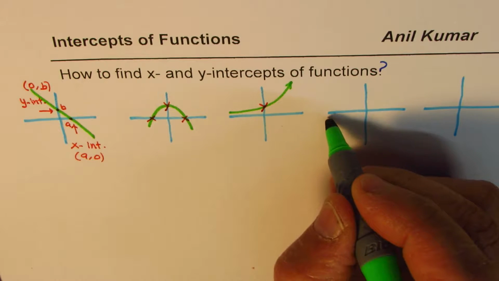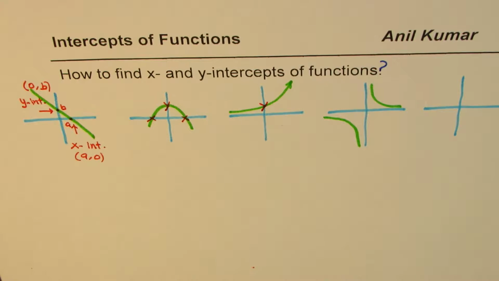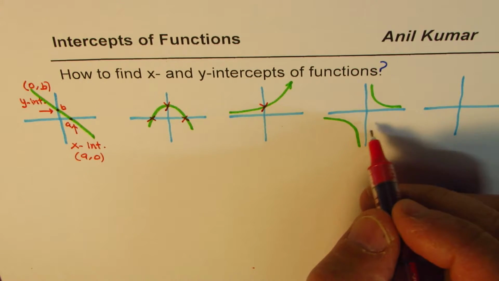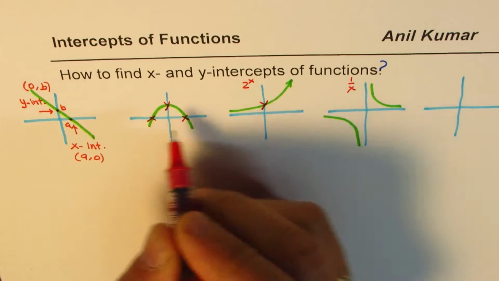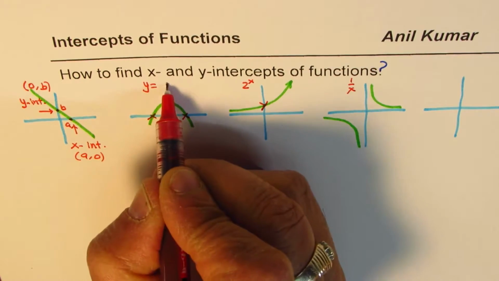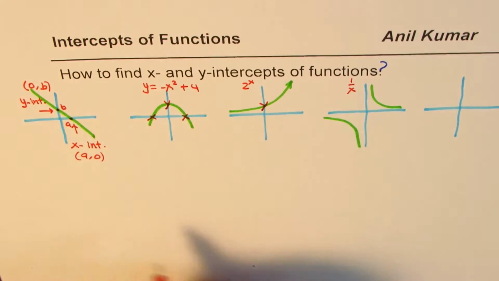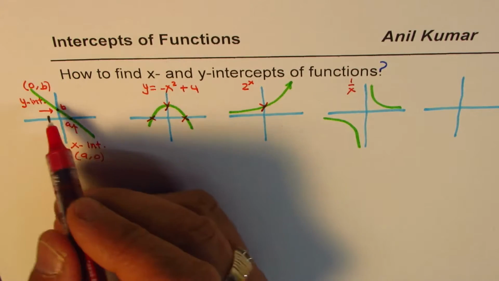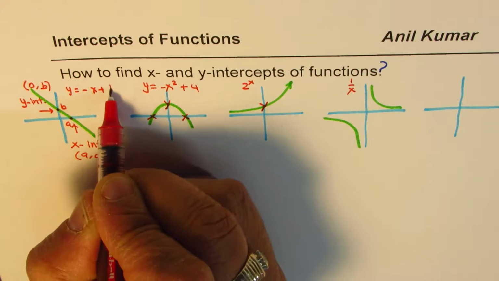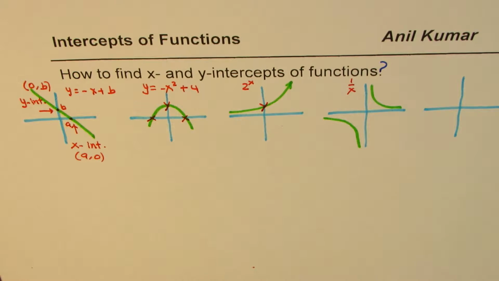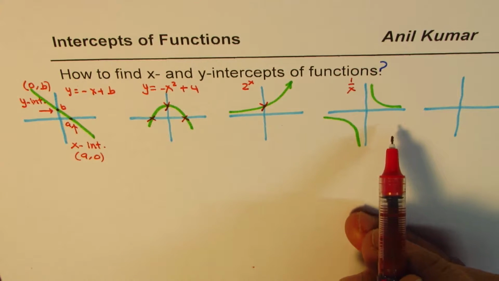Similarly, you'll find that in reciprocal functions, we really do not have x and y intercepts, since 1 over x is not in your domain. So this is 1 over x. This is, let's say, 2 to the power of x. This we could write as y equals minus x squared plus 4. I'm not giving any values, but okay. This could be a line with negative slope, so negative x plus b, let me write. So these are some graphs which give you a clear idea what the x-intercept is and what the y-intercept is.